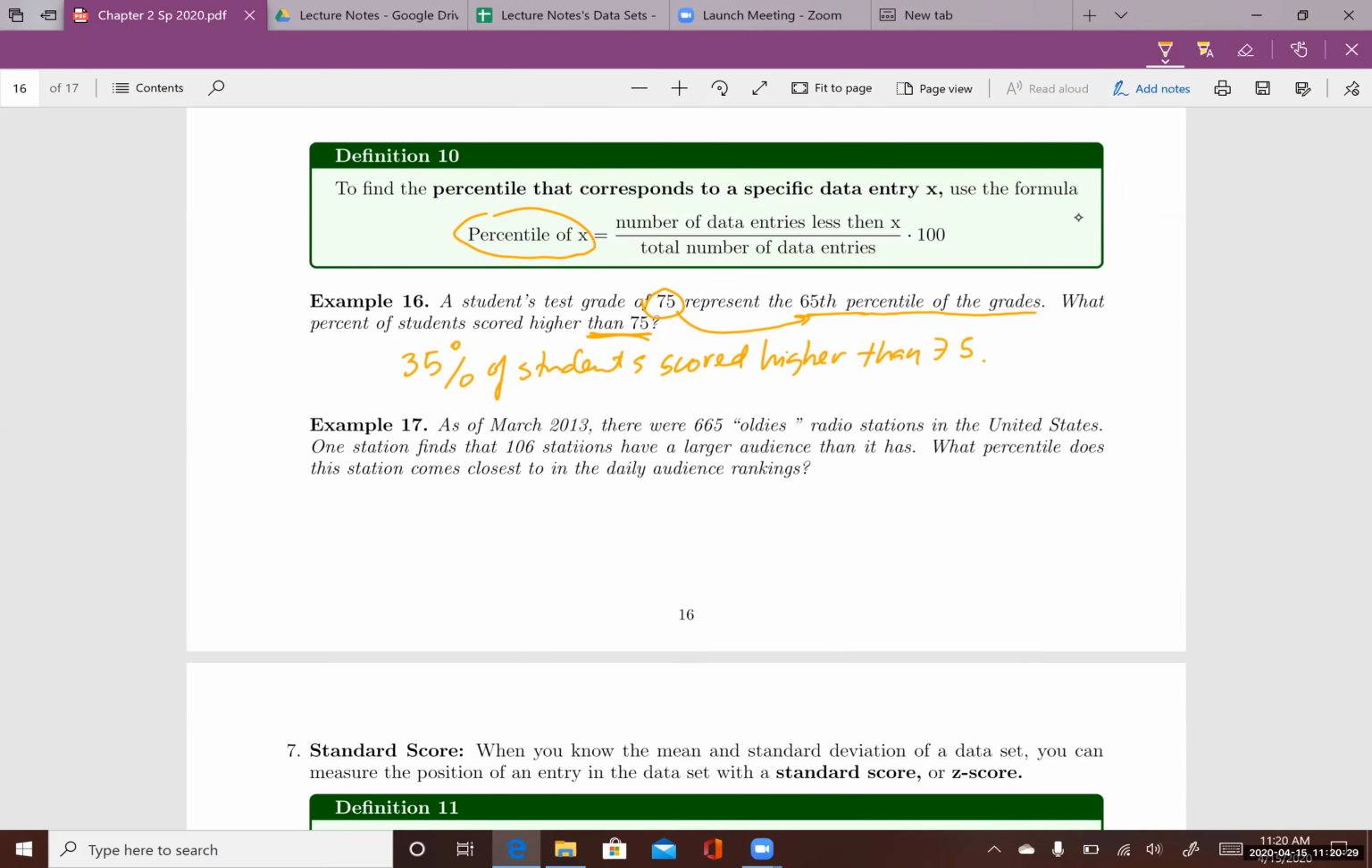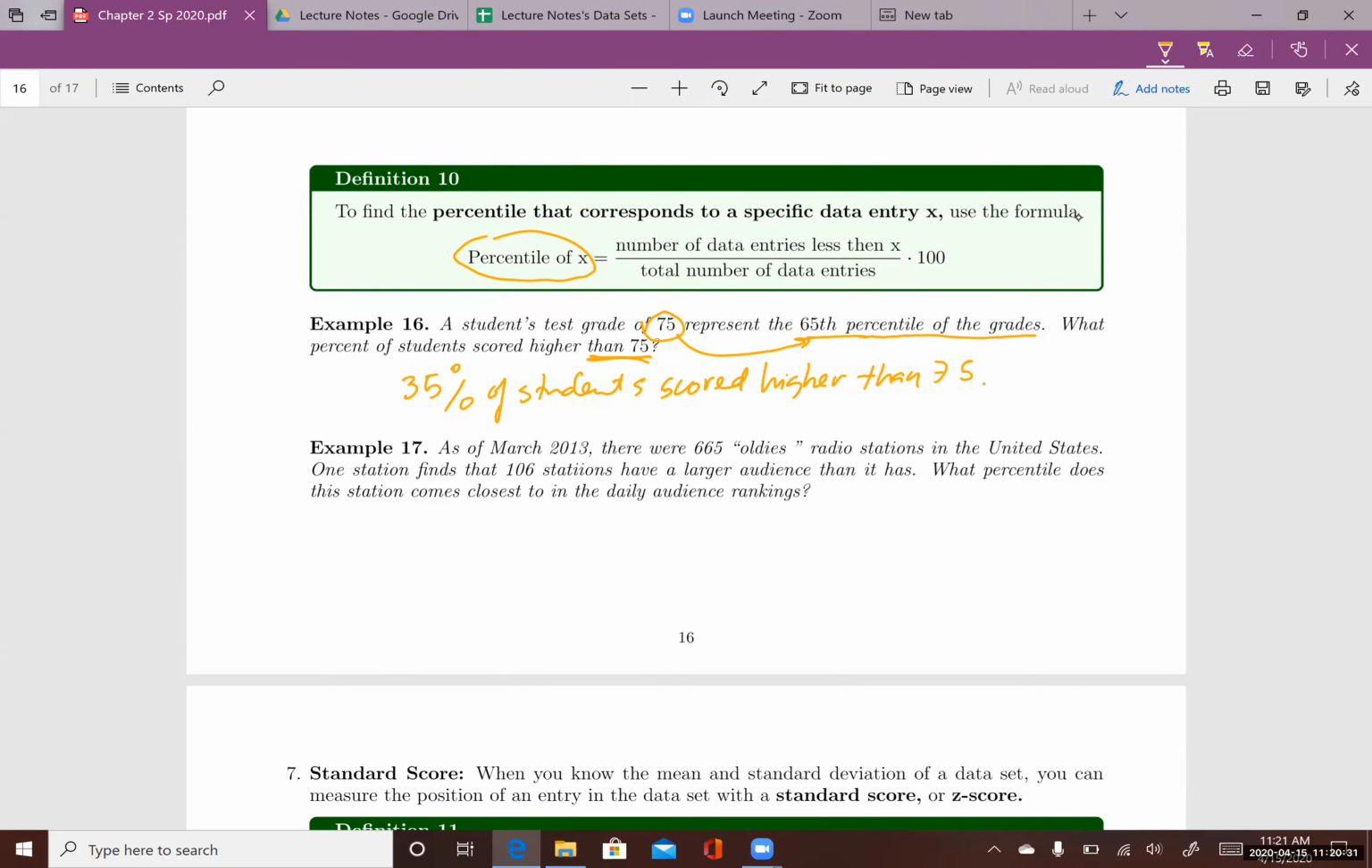The next example: in March of 2013, there were 665 oldies radio stations in the United States. One station finds that 106 stations have a larger audience than it has. What percentile does this station come closest to in the daily audience rankings? What is the rank of this station when 106 stations have a larger audience than it has?